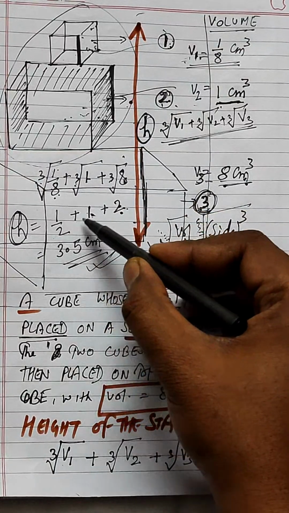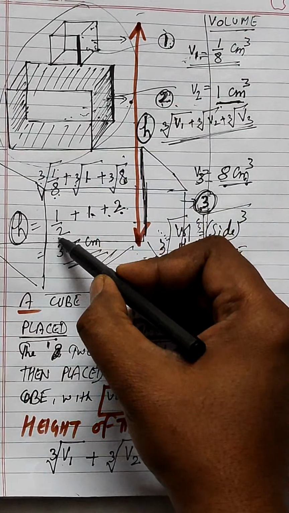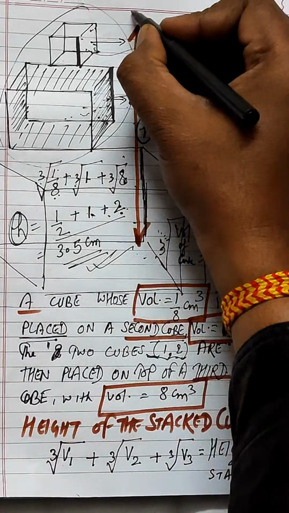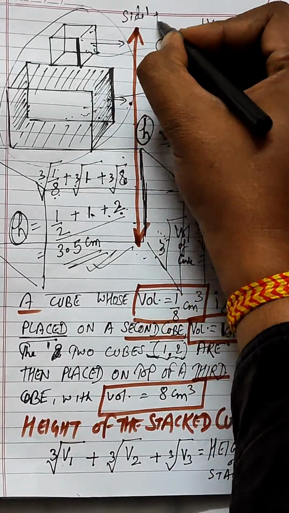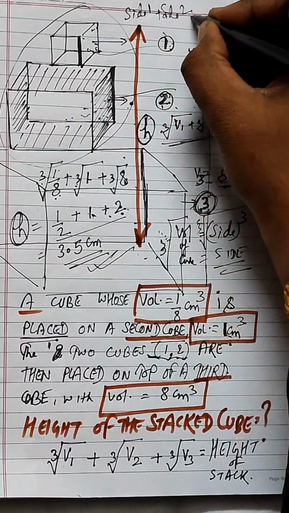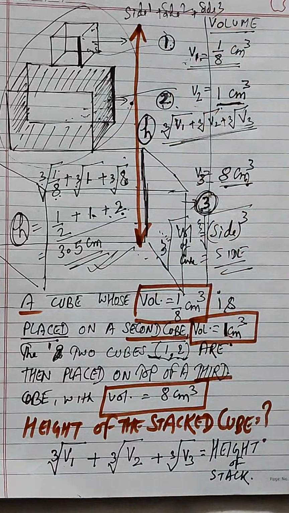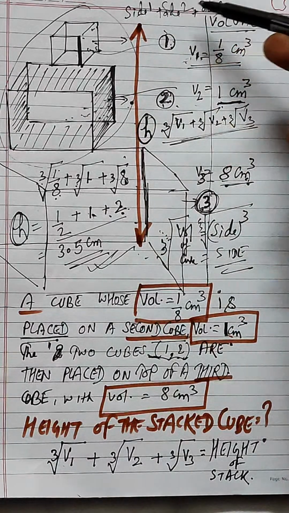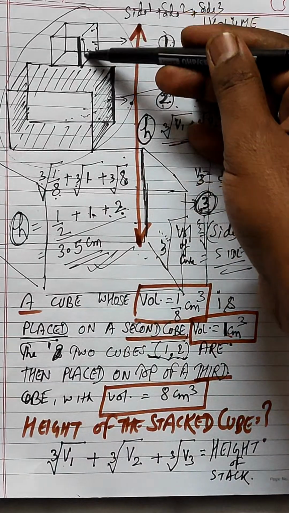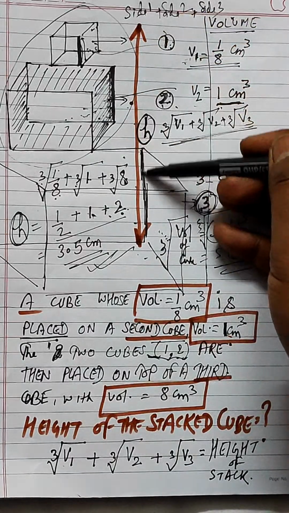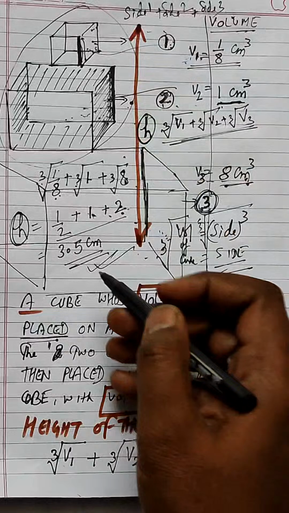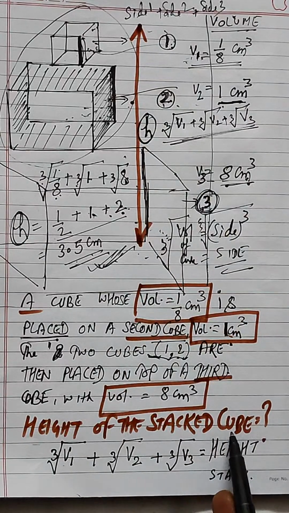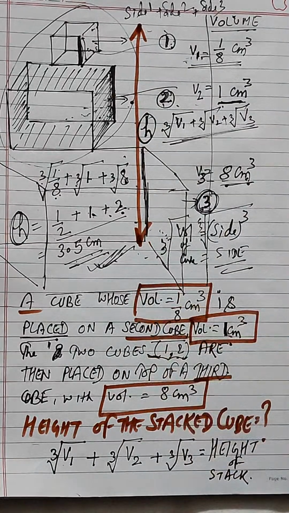So these are the three sides, which is the effective height of this stack. So the height of this stack is the value of side 1 plus side 2 plus side 3. What is side 1, side 2 and side 3? These are the sides of cube 1, cube 2, cube 3. Just add it up to get the value of 3.5 centimeter, which is our answer. So the height of the stacked cube is 3.5 centimeter.